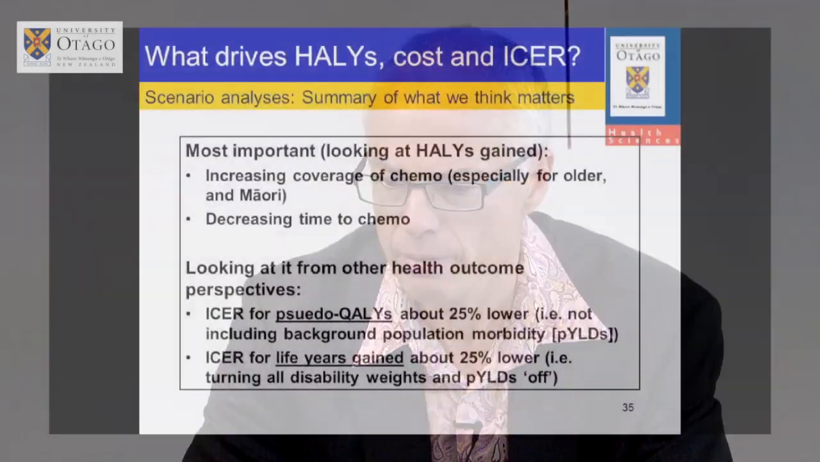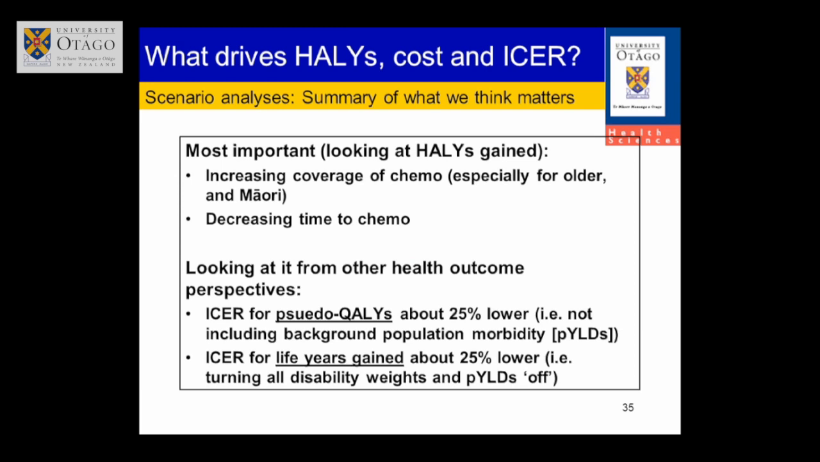So to sum up at this point, the most important thing is to look at the HALYs gained by increasing coverage of that chemotherapy. We've just done stage 3 colon cancer, but we want the lessons here to apply to cancer care coordinators elsewhere. So it's about getting people to effective interventions. It's not rocket science, but with the benefit of modelling, it becomes clearer. And decreasing your time to that chemotherapy, or decreasing your time to effective interventions.